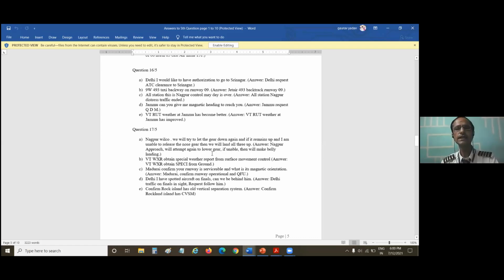All three up means nose wheel up, main wheels up. All three up means all the three wheel assemblies are up. The nose wheel assembly is up, and the main wheels are also up. This happens only when the landing gear is not coming out. So then we effect a belly landing, that is, we try to land the aircraft on the belly itself, that is, on the fuselage part. All right, belly of the fuselage rather.